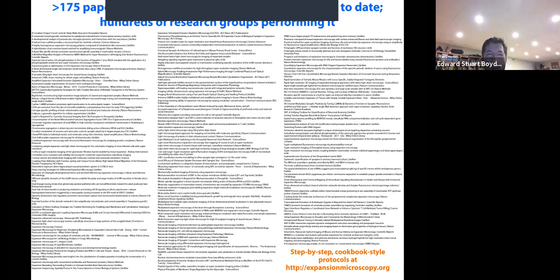And the rest of the text on the slide are just the titles of papers that have come out doing expansion already. It's being used to study immune cells like T cells, fruit flies, Drosophila, how the flu virus spreads from one cell to the next, to look at kidneys, to look at the nucleus, to look at bacteria and the microbiome. And the list goes on and on and on. Over 175 papers and preprints have already come out doing some kind of expansion protocol.